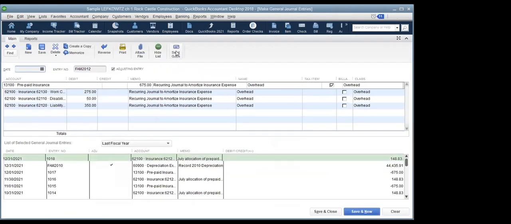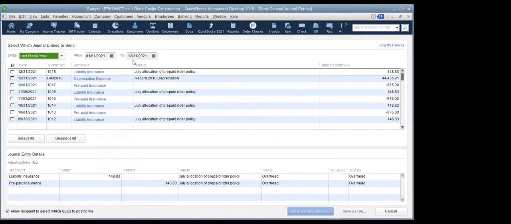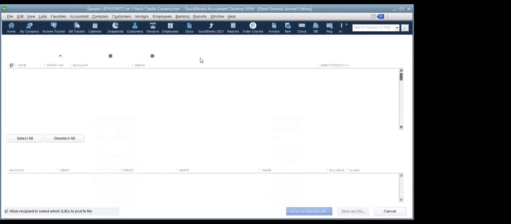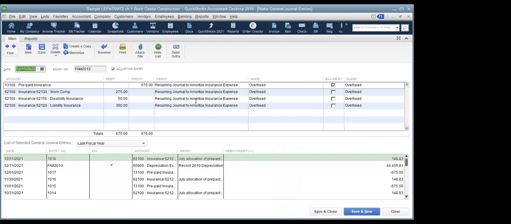Overhead. Okay, here's a good example. Overhead, and they said here, prepaid insurance. So I know this is an adjusting entry. So let's look at it. Yep, this is an adjusting entry, because they need to allocate the prepaid insurance to the expense. The exact definition of it is first debit all the insurances, which you're doing here, and credit prepaid insurance.